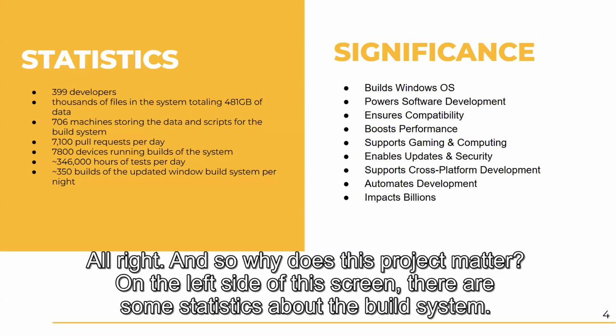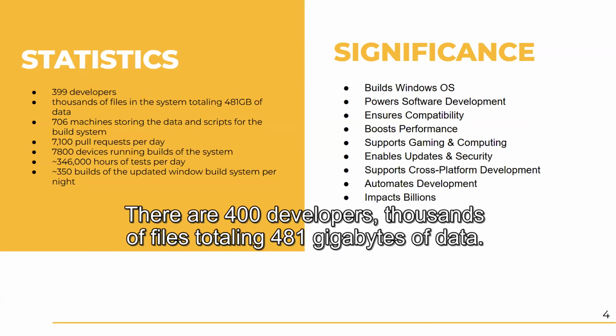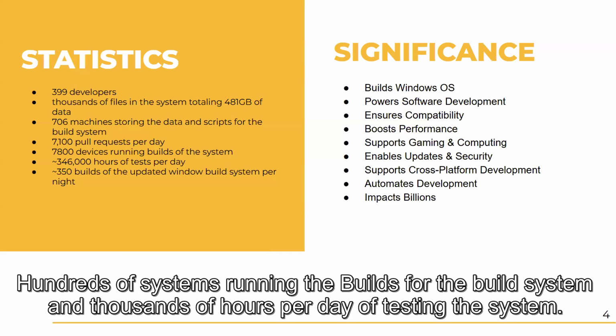All right, and so why does this project matter? On the left side of the screen, there are some statistics about the build system. There are 400 developers, thousands of files totaling 481 gigabytes of data, hundreds of systems running the builds for the build system, and thousands of hours per day of testing the system.